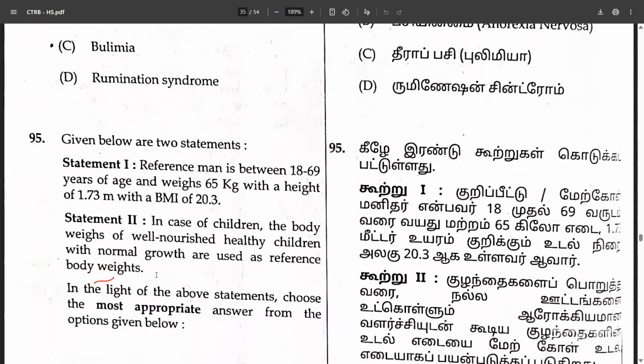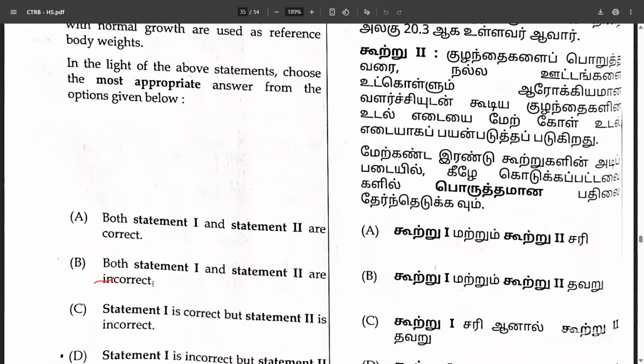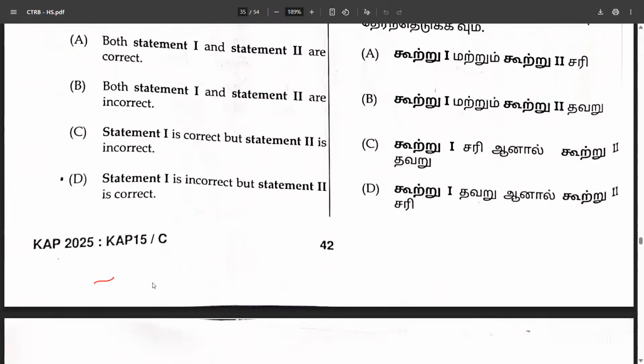Coming to the next question. This is statement-based, where statement one refers to a man between 18 and 69 years of age with a weight of 65 kg, a height of 1.73 meters, and a BMI of 20.3. Statement two: in the case of children, the body weight of well-nourished, healthy children with normal growth is used as the reference body weight. So here statement 1 is incorrect and statement 2 is correct.